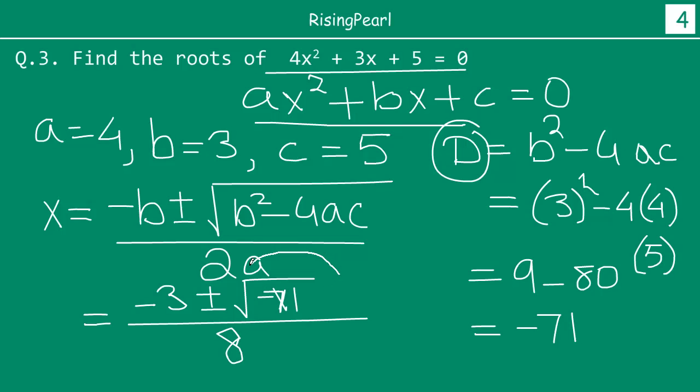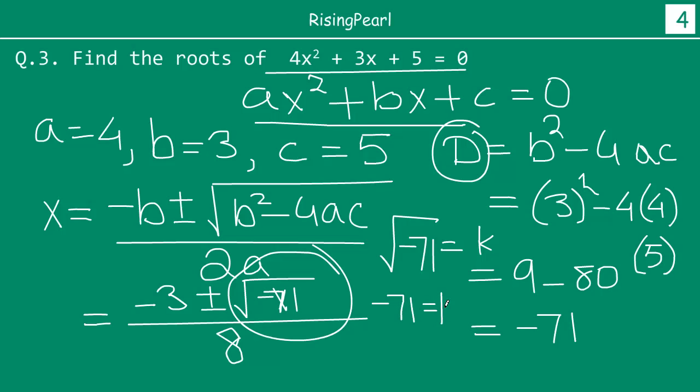Now because you have this square root of minus 71, for any real value, you cannot get a square root of minus 71. So basically there is no real number, right? If you were to imagine that somehow the square root of minus 71 is equal to some number k, then what it would mean, if you square both sides, you will have minus 71 equal to k square. But there are no real numbers whose square will give you a negative number. So because of this, there are no real roots for this particular quadratic equation.